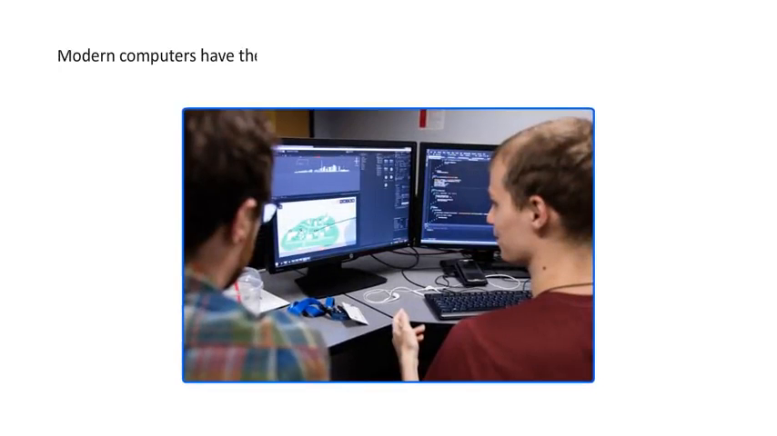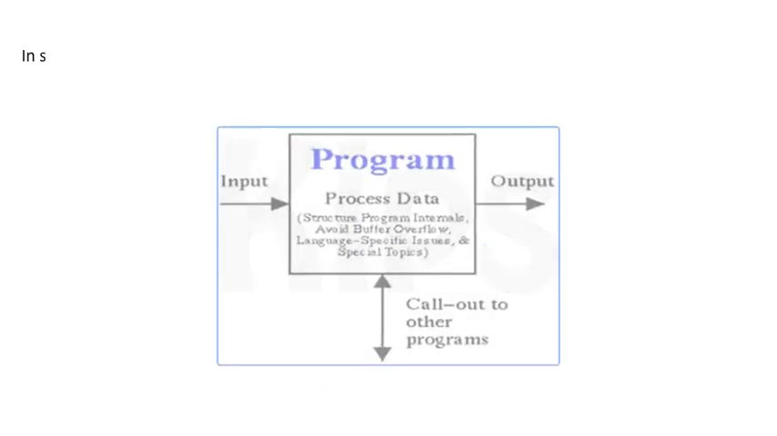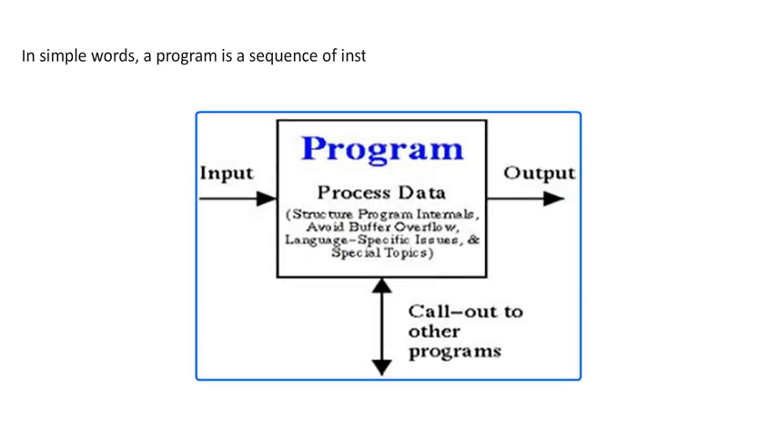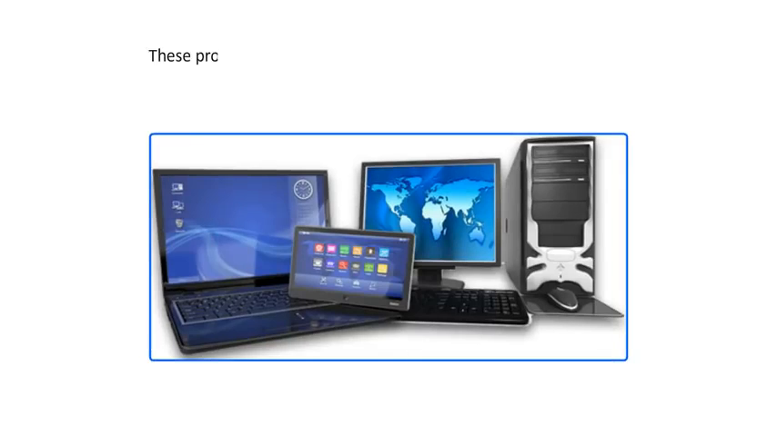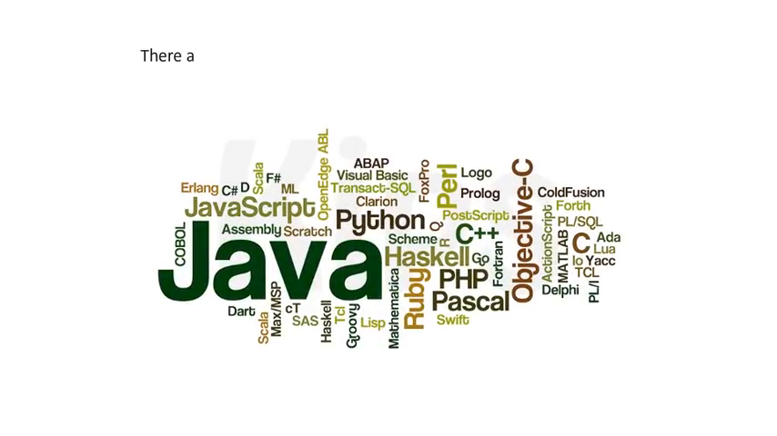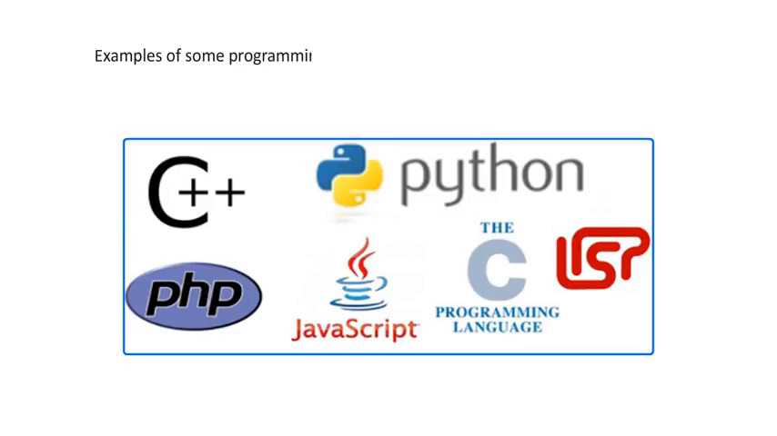Modern computers have the ability to follow generalized sets of operations called programs. In simple words, a program is a sequence of instructions that specifies how to perform a computation. These programs allow computers to perform a wide range of tasks. There are some specific languages which are used to write programs. These languages are called programming languages. Examples of some programming languages are Python, C, C++, LISP, Java, PHP, etc.